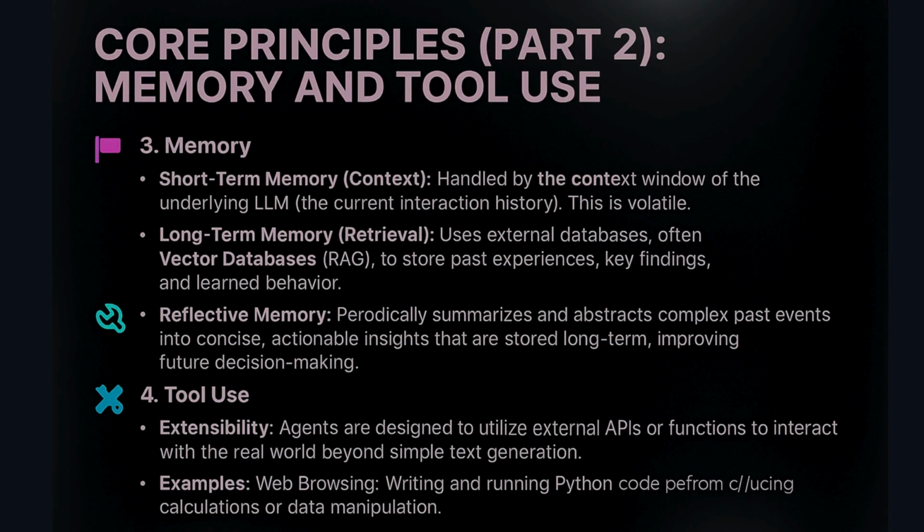This refers to an agent's ability to utilize external APIs and functions, allowing them to interact with the real world beyond simple text generation. Examples include web browsing and running code for calculations or data manipulations. These principles are key to creating more capable, context-aware, and effective AI agents.